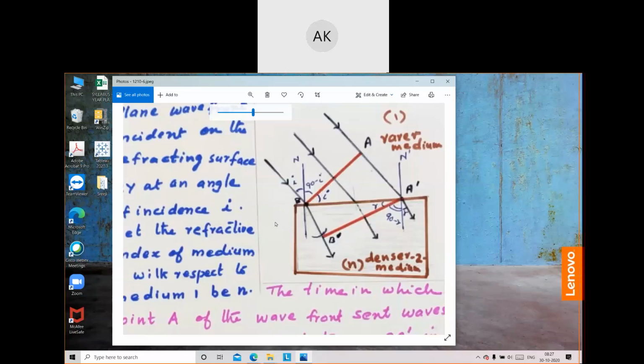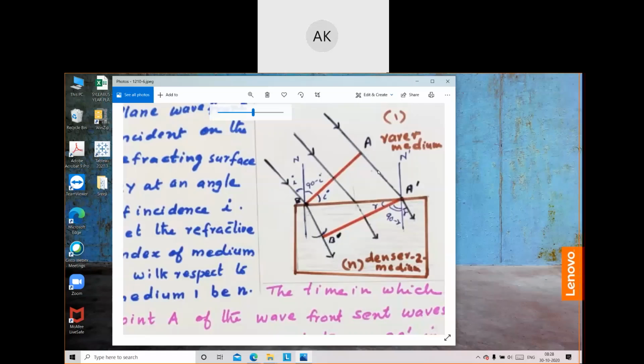Always draw the rays of light perpendicular to the wave front. So B has already touched the surface, so refraction takes place. We know that when a light ray passes from a rarer to a denser medium, it bends towards the normal. Waves also behave like that. When it passes from a rarer medium to a denser medium, it bends towards the normal. So you have to draw the wave bending towards the normal. How much distance? That we have to calculate. How much distance does it travel?